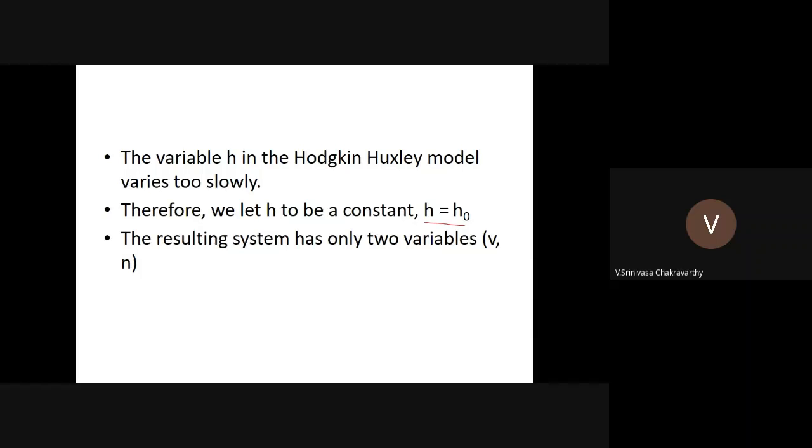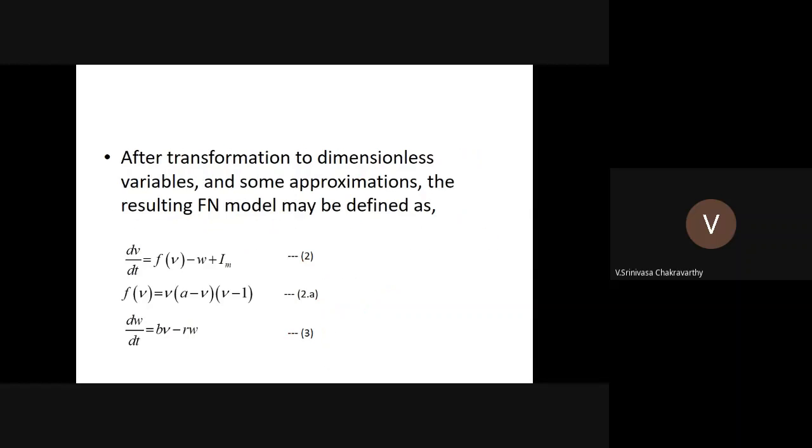Okay, so m is equal to m infinity, and h is equal to h naught. Therefore, you can get rid of those two differential equations, and you are only left with the voltage equation, Vm, and the n equation. Okay, so you are left with only two differential equations. But how do you make this conversion?